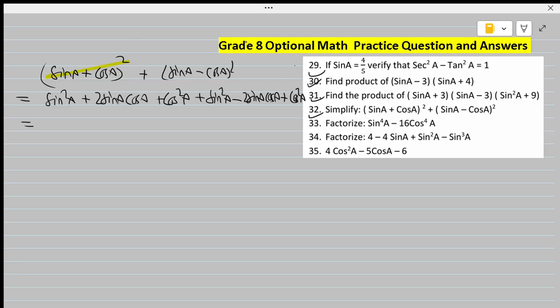And what you find here is 2 sin A cos A, which is the same, but they are having plus and minus, so they will get cancelled, is it? And then these two like terms or same terms will get added. Sin square added gives 2 sin square A, and cos square A and cos square A gives 2 cos square A.